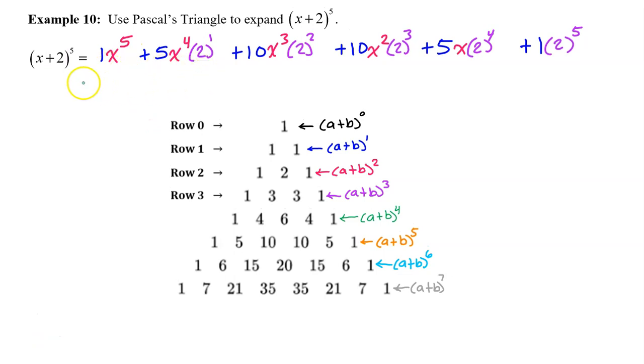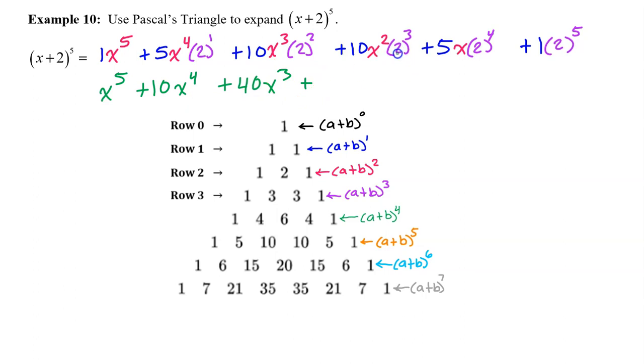For the final answer, all you have to do is simplify. So the first term is just x to the 5th power. But for the next term, we have a little bit of work to do. This is 2 times 5, which is 10. So we have 10 x to the 4th power. Now 2 squared is 4. 4 times 10 is 40. So this term will be 40 x to the 3rd power.